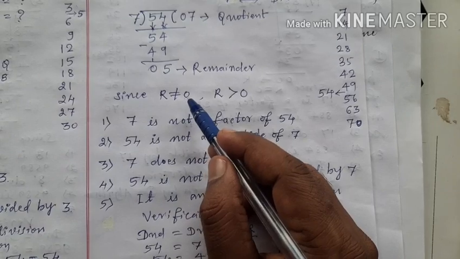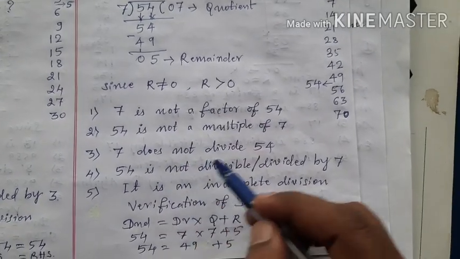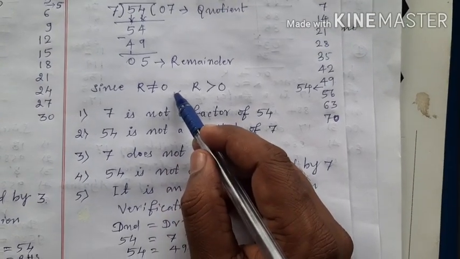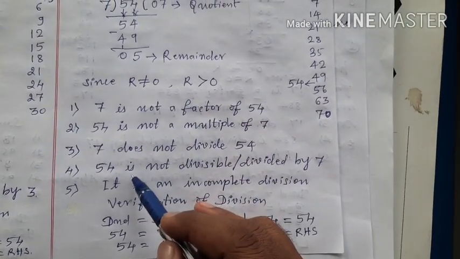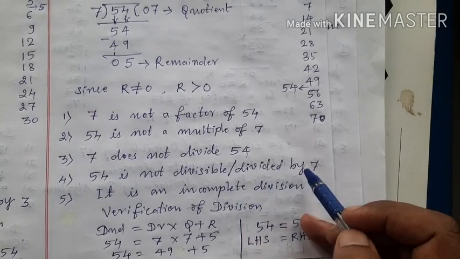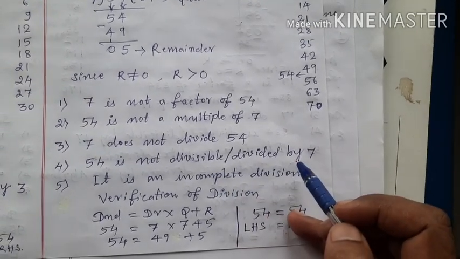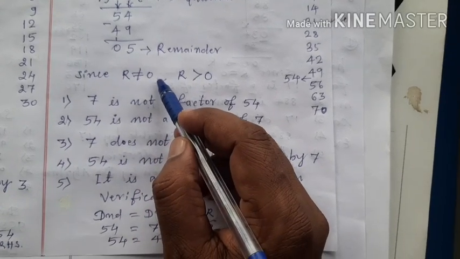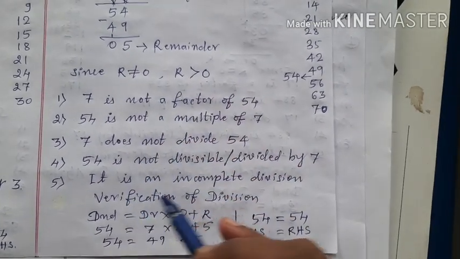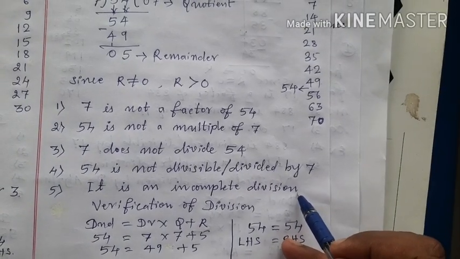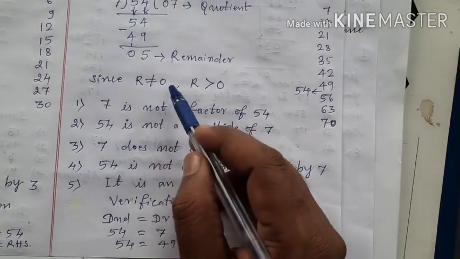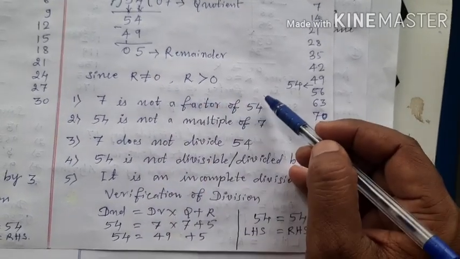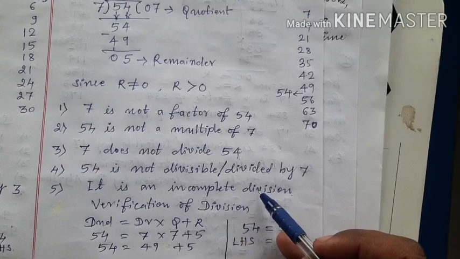Why? Remainder is not equal to 0. And 7 does not divide 54. Why? Because remainder is not equal to 0. Right? And 54 is not divisible by 7. Why? Because remainder is not equal to 0. Okay, and it is an incomplete division. Why? Because remainder is not equal to 0. See here children, when remainder is not equal to 0, we can take these 5 decisions.